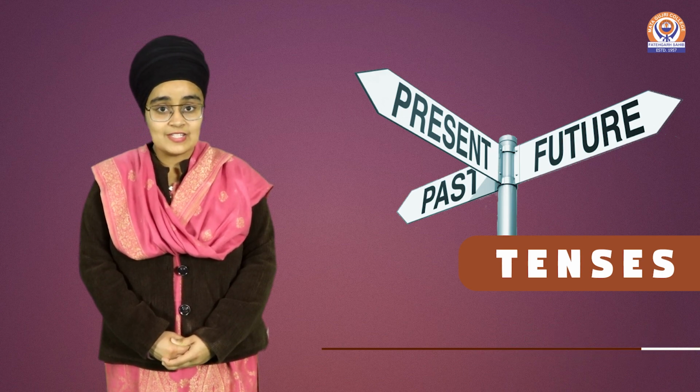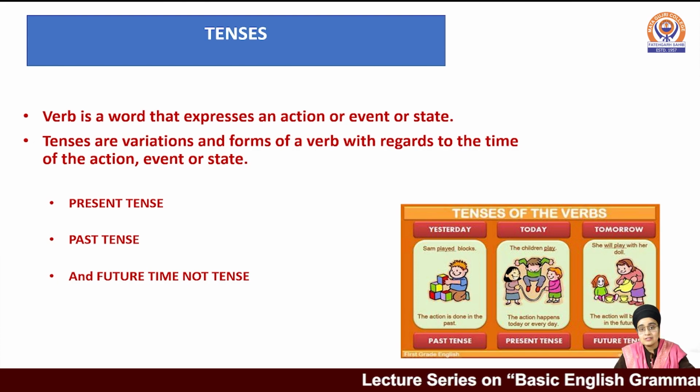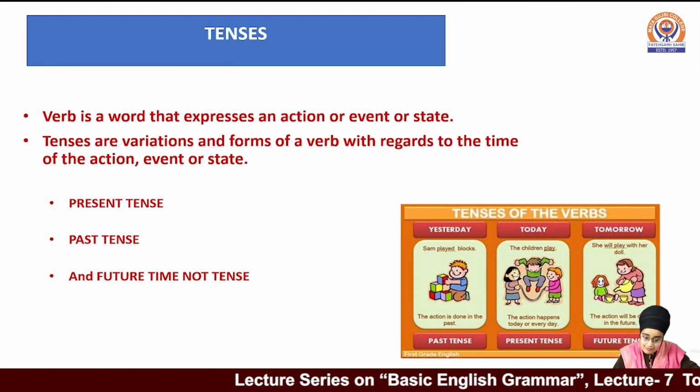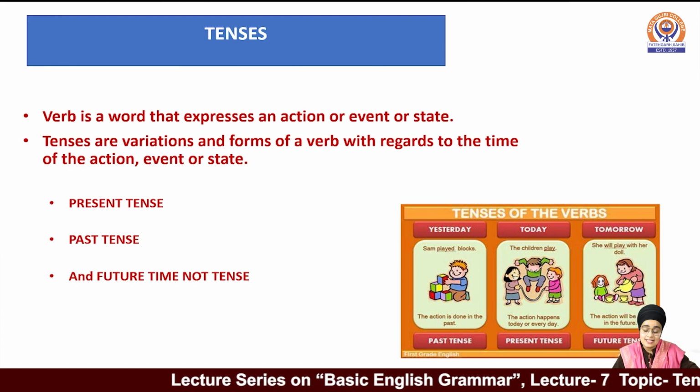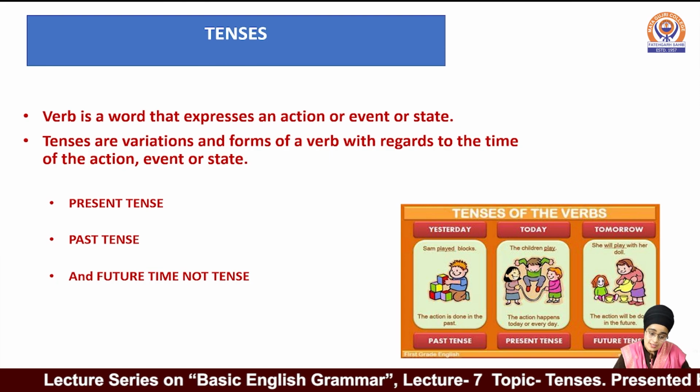So, this will be the seventh lecture in the series, and from today's lecture, we shall be beginning tenses, which is a pivotal topic for anyone struggling with English grammar. So, let's begin. Tenses are variations and forms of a verb with regards to the time of the action, event, or state. So let's recollect. What is a verb? A verb is a word that expresses an action or event or state. Now, when this verb varies with the time that it refers to, when that action took place, when that event took place, or when that state you were in, then that is called a tense.